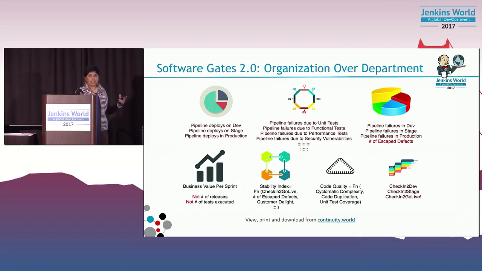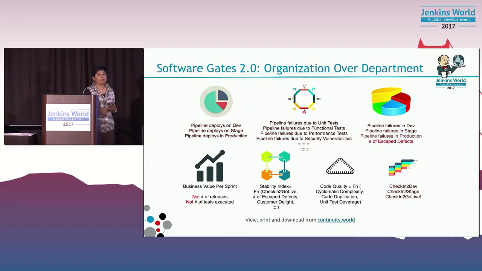Failures due to the different categories of gates that you have, that's a good thing to know. If you see all the failures happening in performance, then it is trying to tell you that something needs to be done better. Pipeline failures in dev, stage, and prod, that's all good.